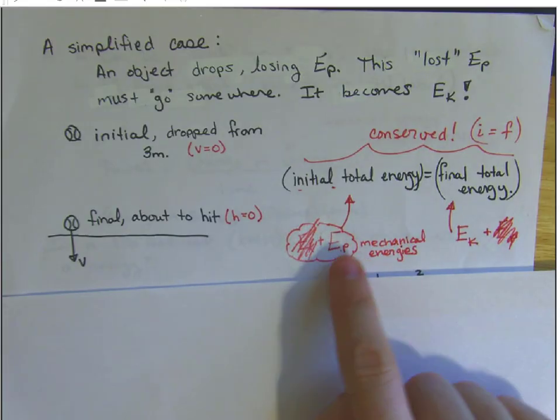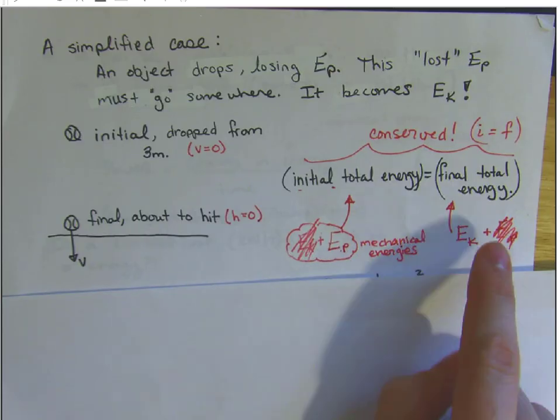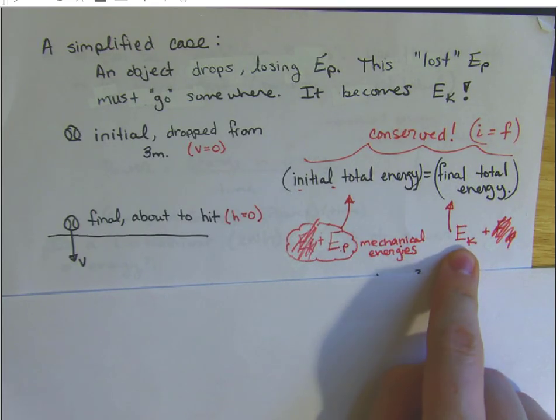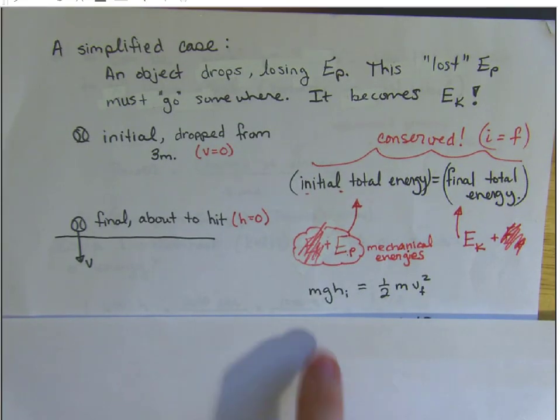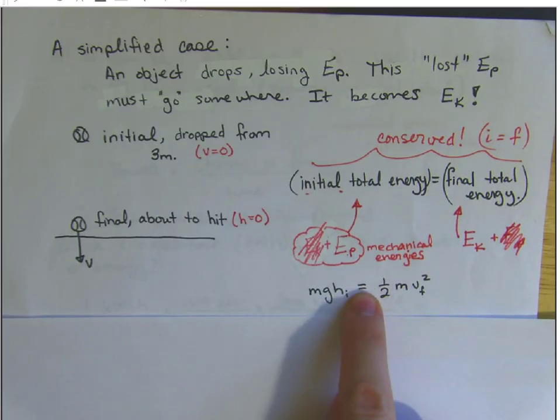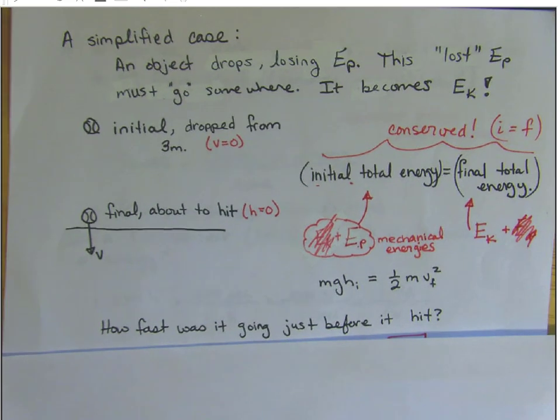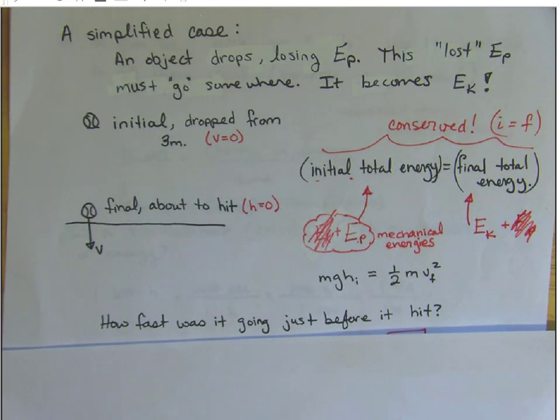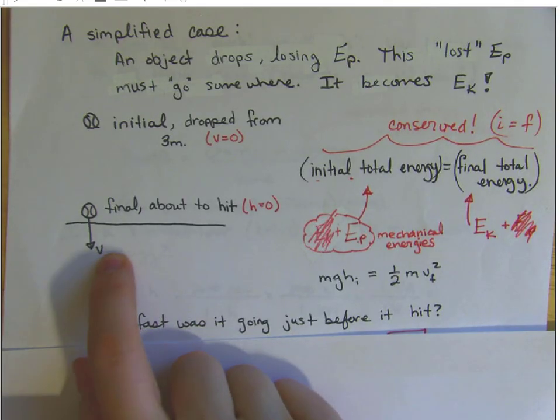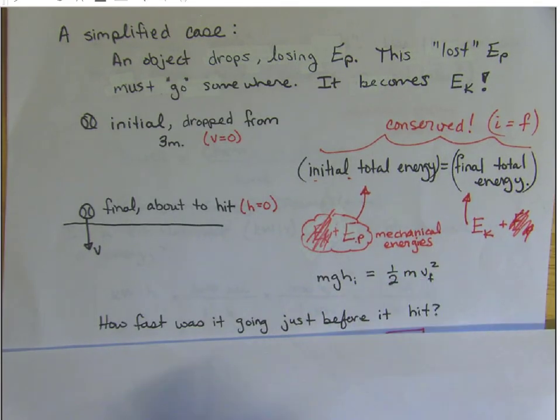So the initial amount of gravitational potential energy is going to have to be equal to the final amount of kinetic energy. So just kind of rewriting it this way, there's my initial gravitational potential energy is equal to, or conserved with, the final kinetic energy. So how about we use this idea and this equation then to solve for something? One thing we could solve for is how fast was it going just before it hit? So let's find this v here. So let's first rearrange this equation to solve for v.